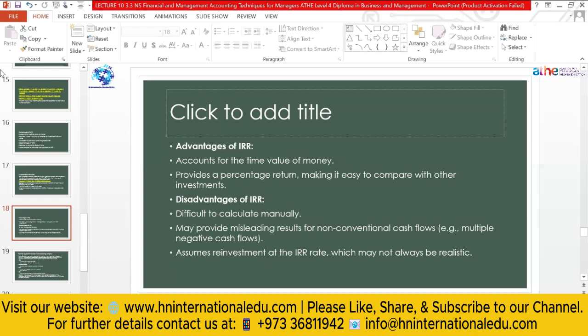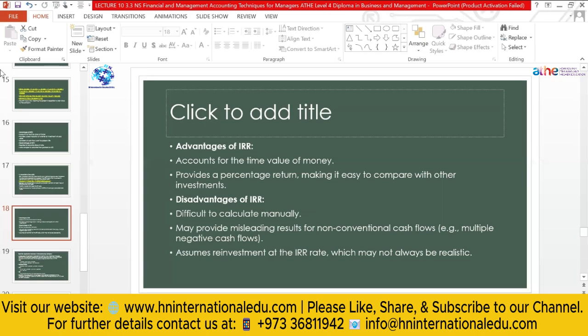However, it is difficult to calculate manually. Yes, that is why we have the software. It may provide misleading results for non-conventional cash flows. What are the non-conventional cash flows? The old traditional ones, for example, multiple negative cash flows. If we are regularly having negative cash flows, then it will definitely cause a problem for the IRR.